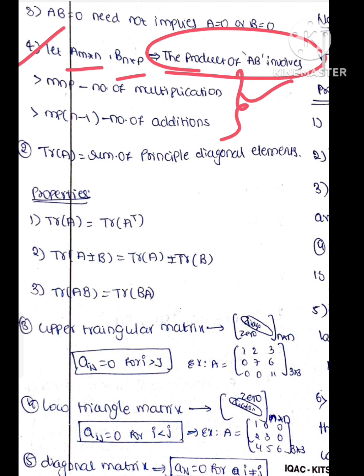And here some properties are also given. These properties are important for competitive exams. If you see here, trace of the A matrix is equal to trace of A transpose matrix, and the trace of A plus B, or A minus B, is nothing but trace of A plus trace of B. This one I will explain with an example.